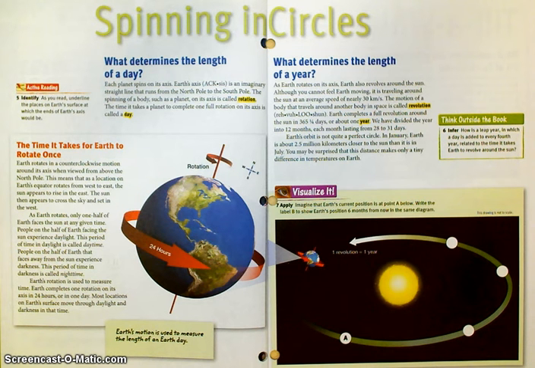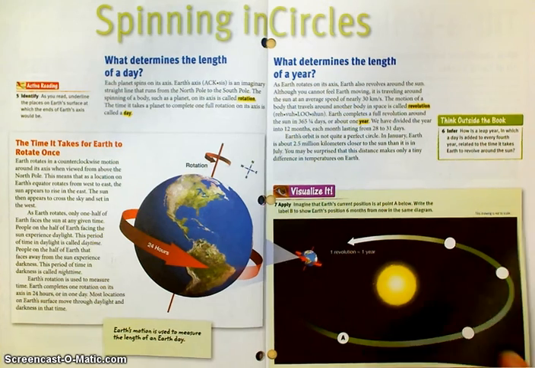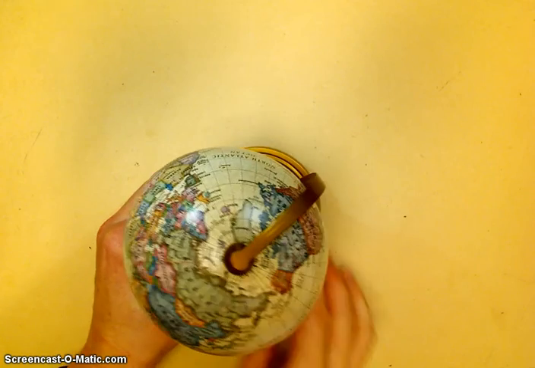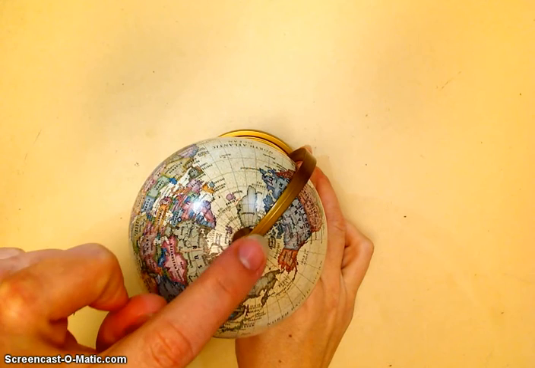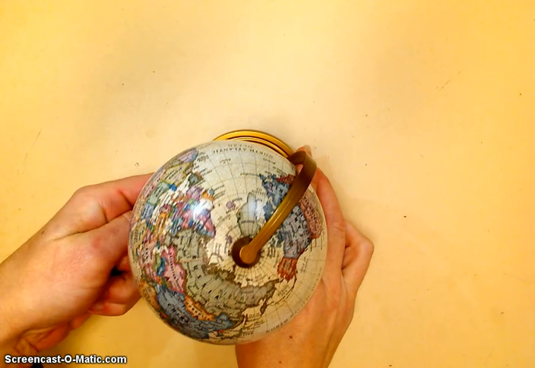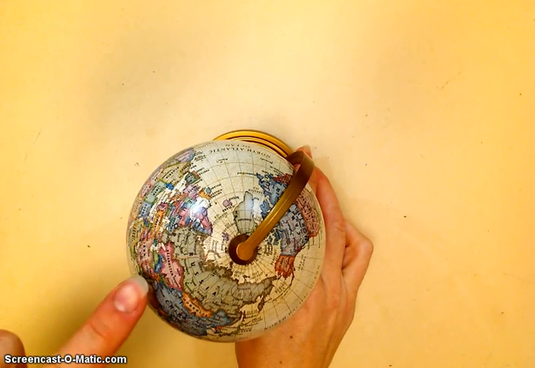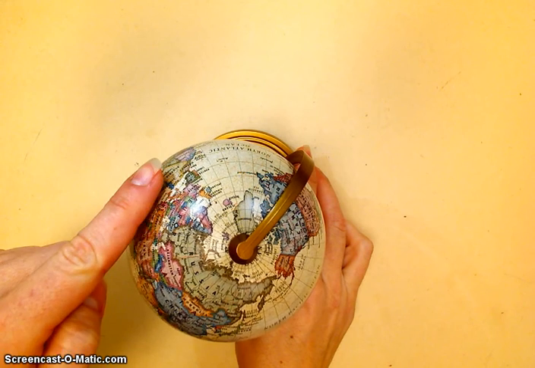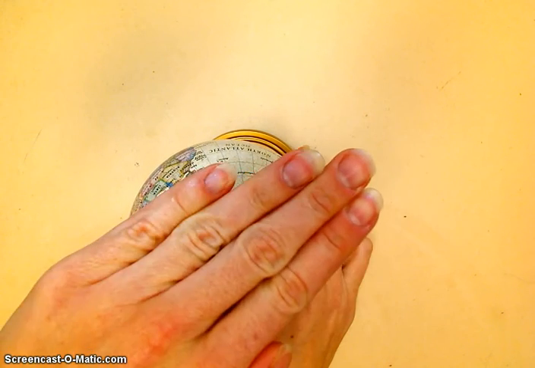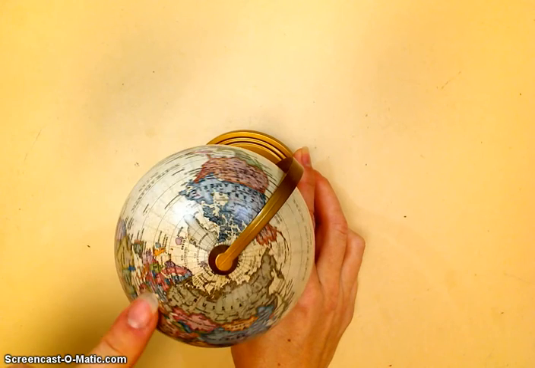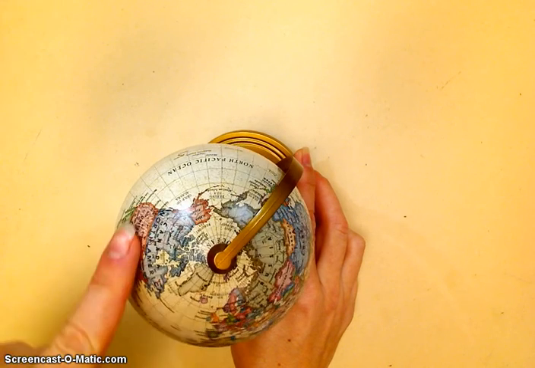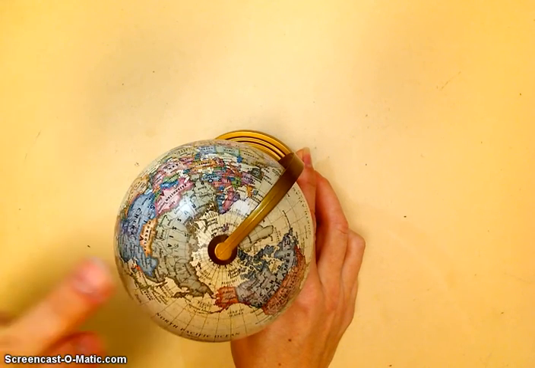Okay. All right. So first thing I want to show you, here is our globe. Here's the North Pole. The South Pole obviously is down here. And what they're saying is that the Earth, if you're looking down on the Earth from the North Pole like we are, the Earth is going to rotate on its axis this way. Okay?